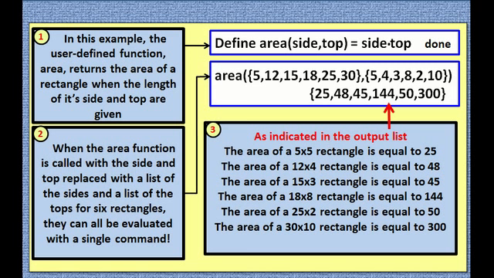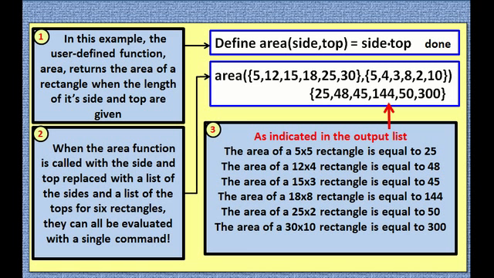In this example, the user-defined function area returns the area of a rectangle when the length of its sides and top are given. When the area function is called with the side and top replaced with a list of the sides and a list of the tops for 6 rectangles, they can all be evaluated with a single command.